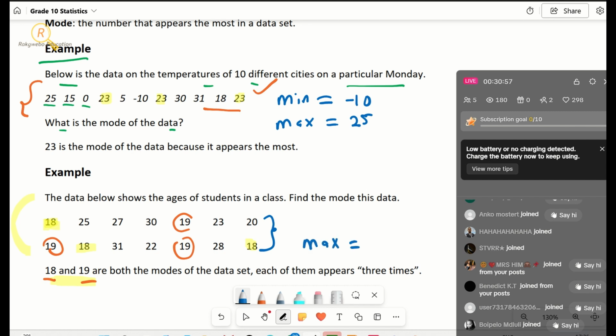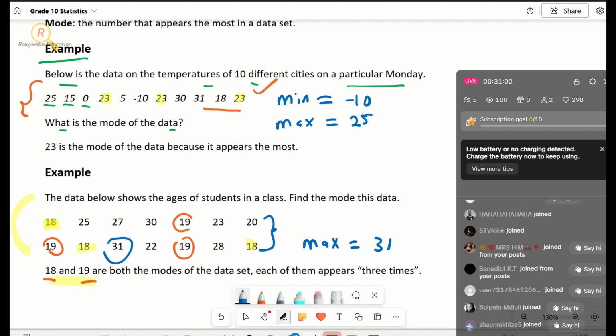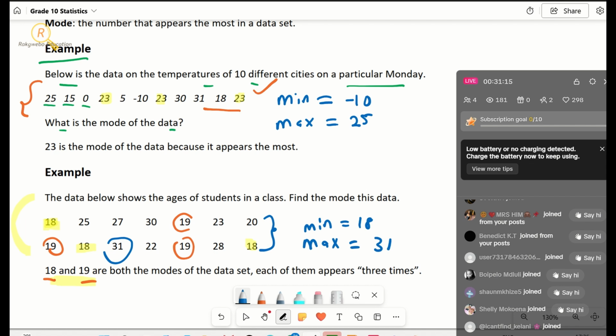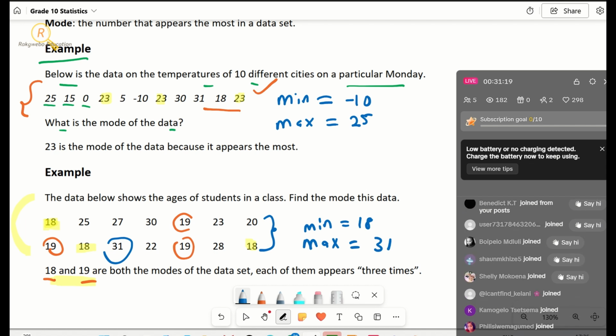Okay, max is 31, yes. And then the minimum value is 18. I think my learners from TikTok can't hear you guys from Teams. I think that's why they get confused when I ask a question and then nobody answers. I don't think they can hear you, but it's fine.